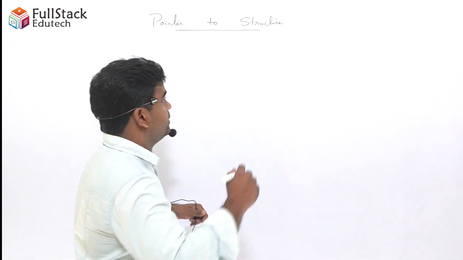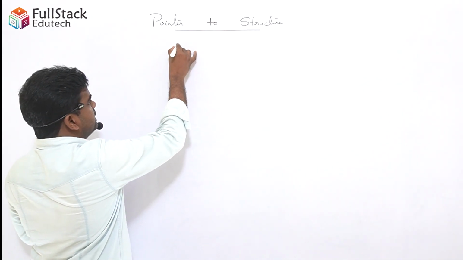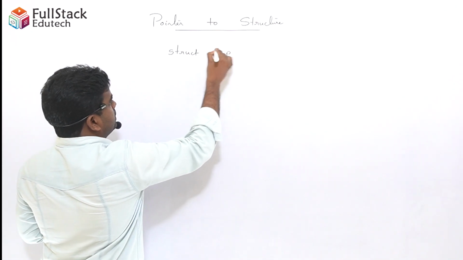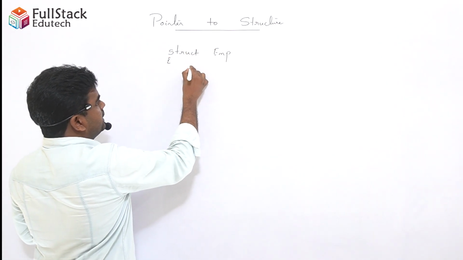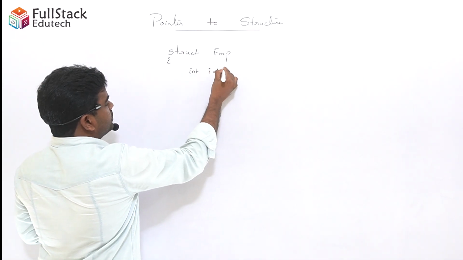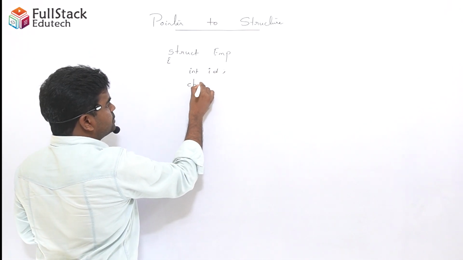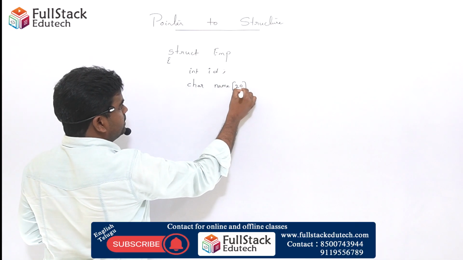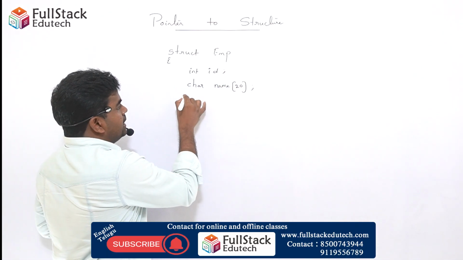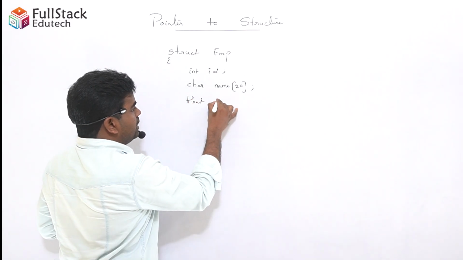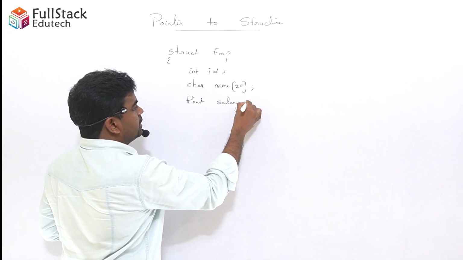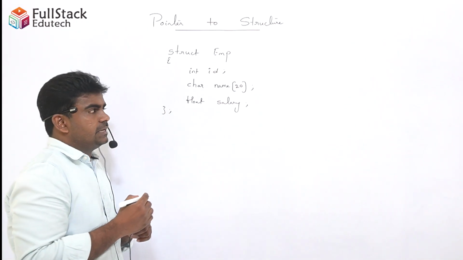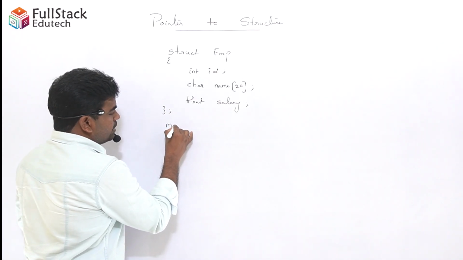How can we specify it? Normally I'm writing one structure, struct employee, taking employee ID. Next one, employee name is a string, so we are taking a character array, and that size is 20. Next one, employee salary is a decimal, so we are taking a float type. This is the structure we are creating. Next, execution starts from the main.